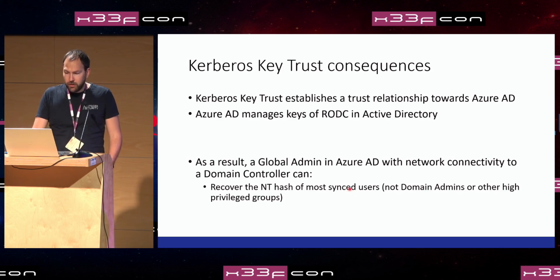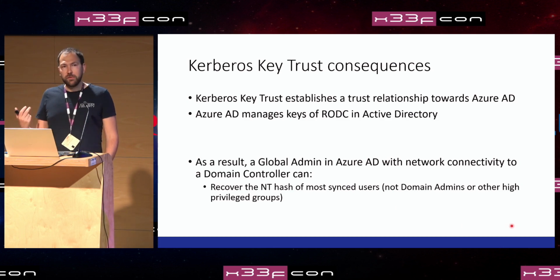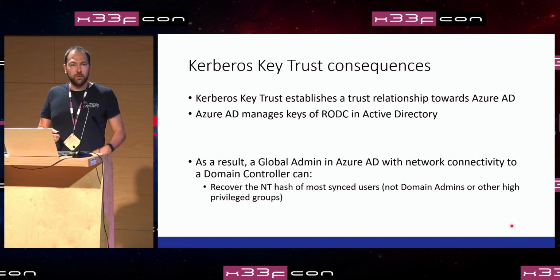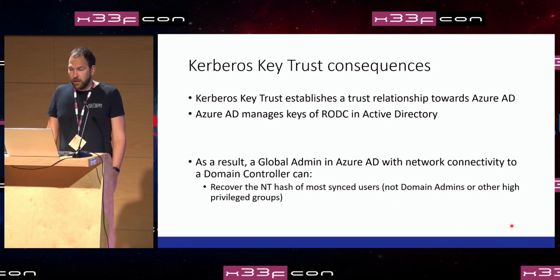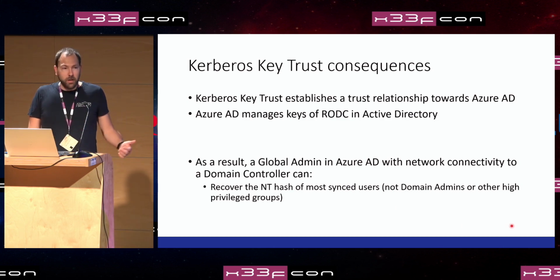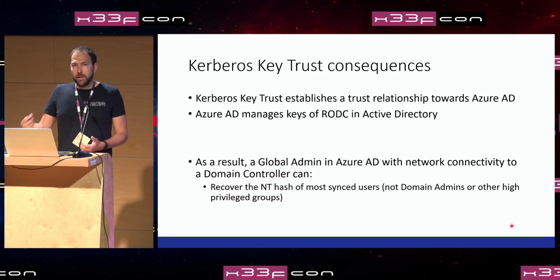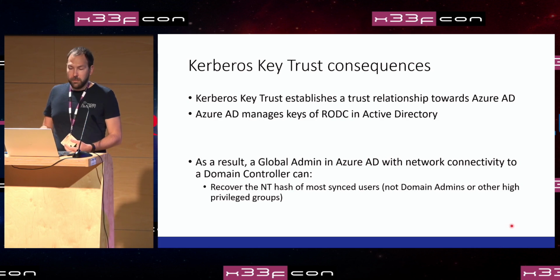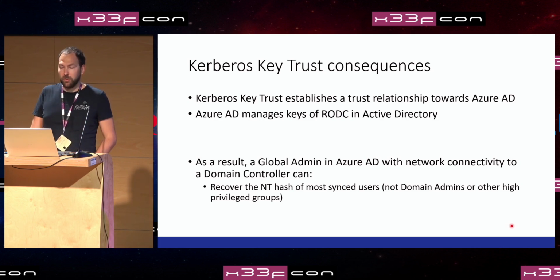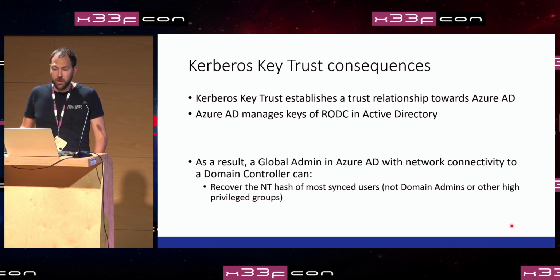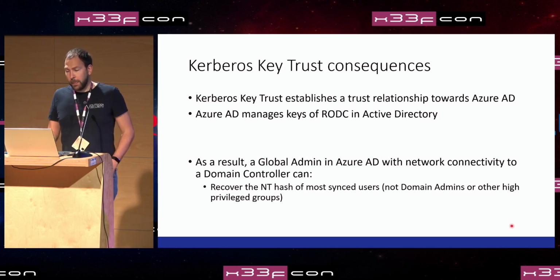So as a result, if you have a global admin in Azure AD with network connectivity to a domain controller, so it's not a fully cloud-only attack, you always have to have some network connectivity. Basically, a global admin, by definition, can modify accounts in Azure AD, can provision passwordless credentials for them, and then also recover the NT hash for most synced users, so not for domain admins or other highly privileged groups.